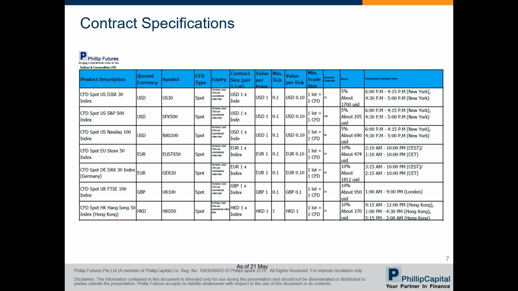Second, the US index S&P is also very similar. 1 point movement of the index is 1 US dollar as well. Smallest tick is 0.1, equals 10 cents US dollar. Margin is also at 5%, at about 205 US dollars. It is lower because the S&P is about 4,100. The third US index, Nasdaq, 1 point movement is also 1 US dollar. Smallest tick is 0.1 also, equals 10 cents. Margin required is also 5%, which is about 690 US dollars.